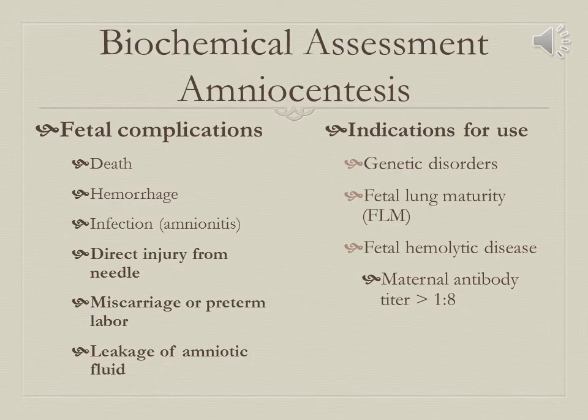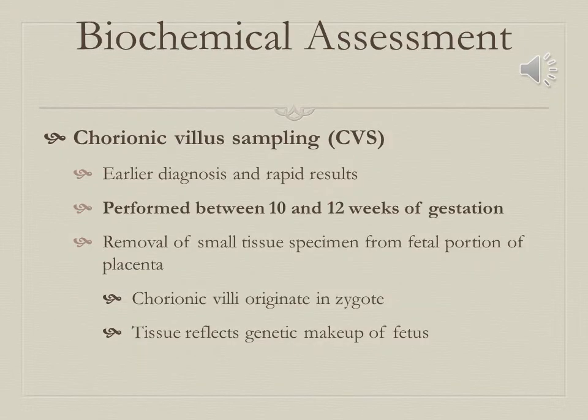Typically, the amniocentesis for that is going to be performed once the maternal antibody titer is 1 to 8 and rising. I'll talk a little bit more about that in a subsequent slide. Chorionic villus sampling, or CVS. There's a major benefit associated with it in that it can be performed in the first trimester, usually between 10 and 12 weeks of gestation. So this is significantly earlier than an amniocentesis and gives you really quick results.